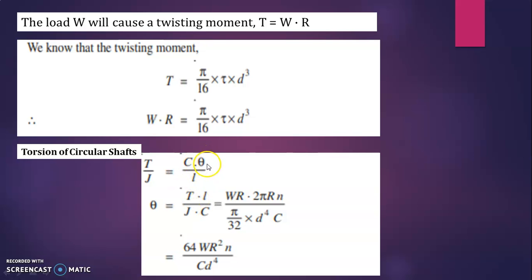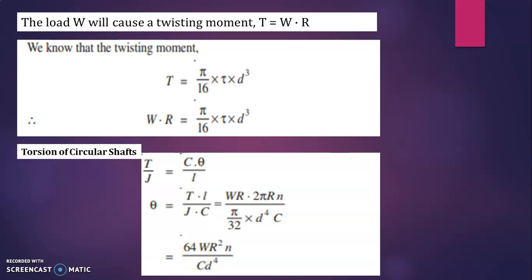So write it in terms of theta. Theta is equal to T into L divided by J into C. We know T. What is T? T is equal to W into R. Substitute that. L is the length of the wire, that is 2 pi R n, divided by J. J is the polar moment of inertia, that is pi divided by 32 into d raised to 4, into C. If you simplify this, you get theta is equal to 64 W R square N divided by C d raised to 4.